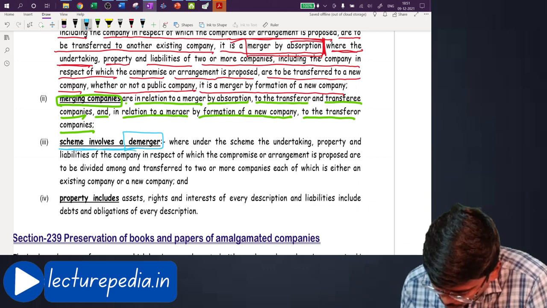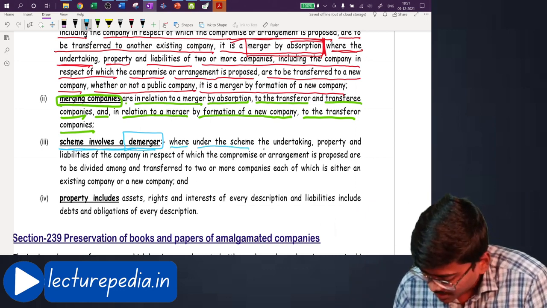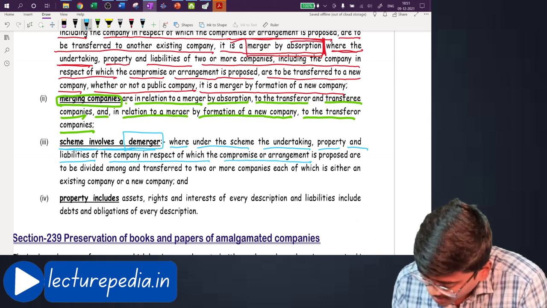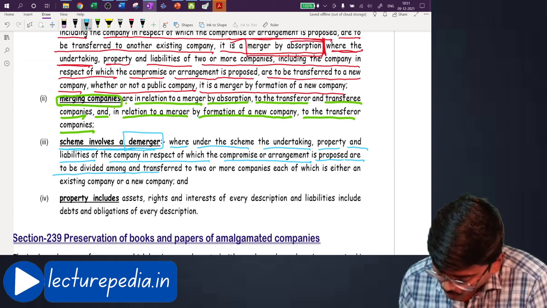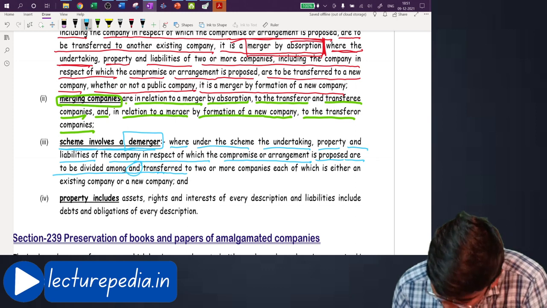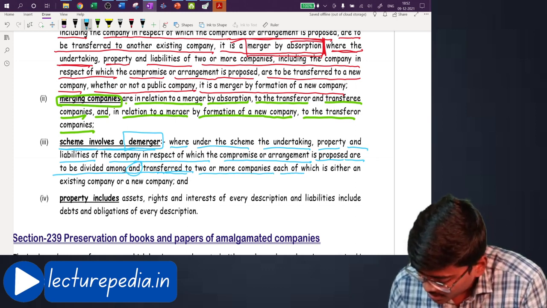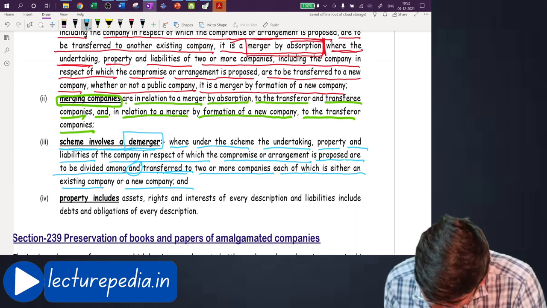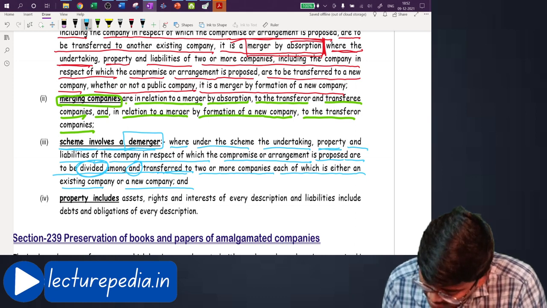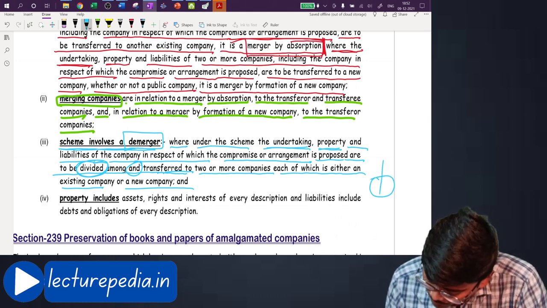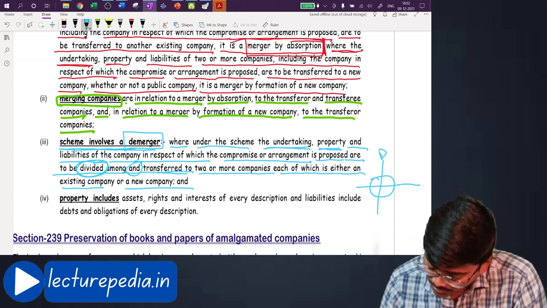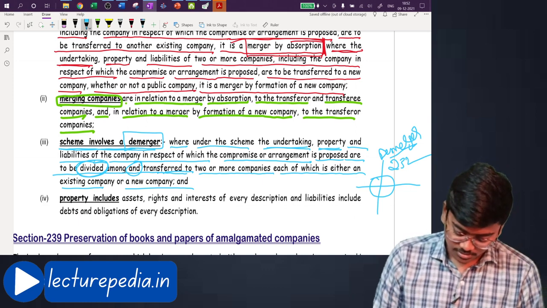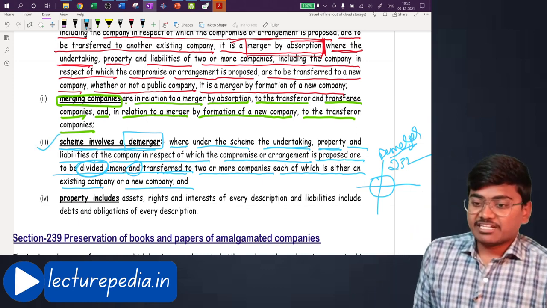Let's see. Scheme involves demerger, where under the scheme the undertaking, property and liabilities of a company in respect of which compromise or arrangement is proposed are to be divided among and transferred to two or more companies, each of which is either an existing company or a new company. What he says is that even if you want to divide the properties or undertakings of a particular company into two or more companies, which will be known as demerger, you have to follow section 232. That is what he is saying in this point. Hope you are clear with this.